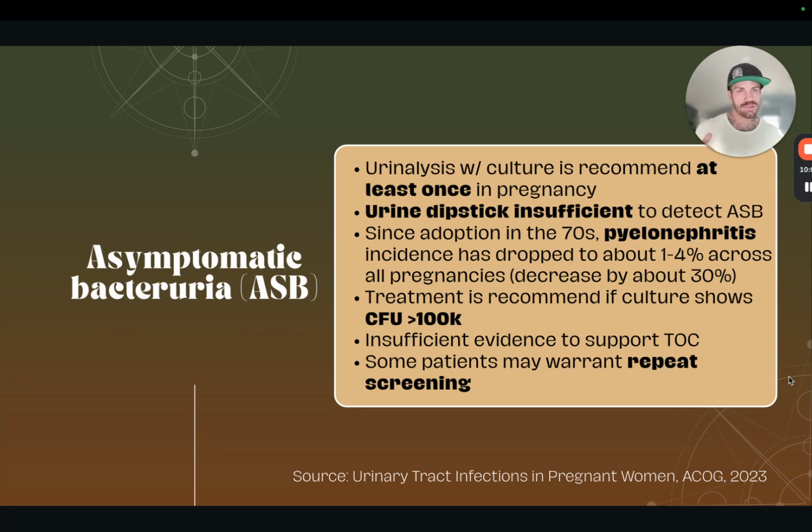It was somewhere between 10 and 15% pyelonephritis in pregnancy, and by universally screening in this way, we dropped it down to about 1 to 4% of all pregnancies, which is a decrease by about 30% in pregnancy, which is great. That's a really, really good tool for us to have.